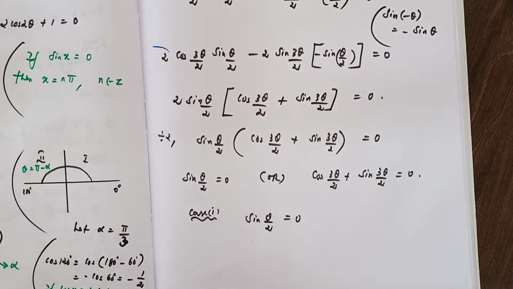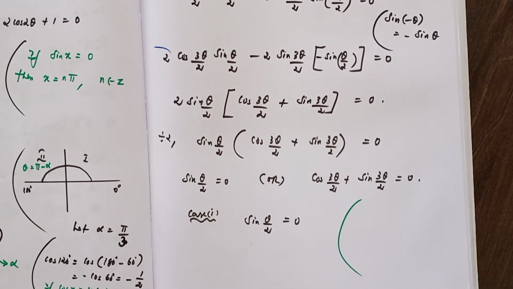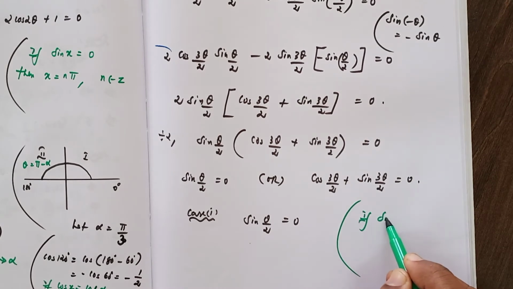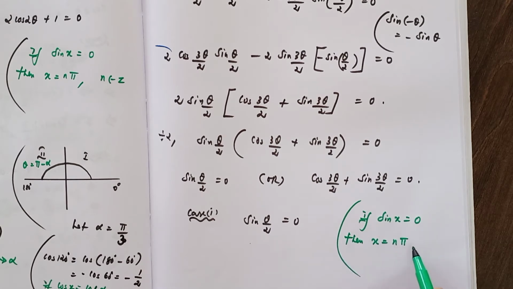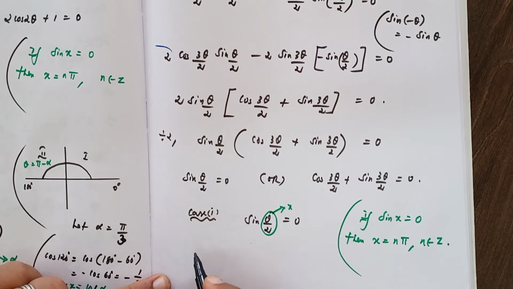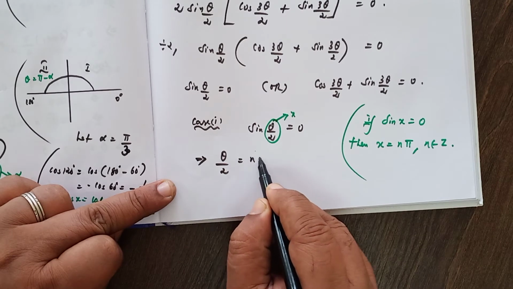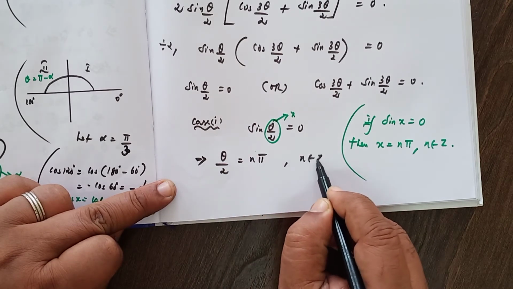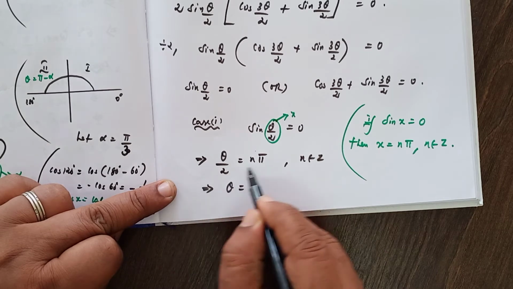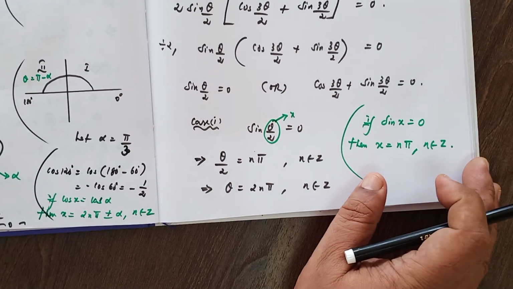We know that if sin x equals 0, then x equals n pi where n belongs to integers. This is x, which implies x, that is theta by 2, equals n pi where n belongs to integers. We need theta, therefore theta equals, cross multiplying, 2 n pi, n belongs to the set of all integers. Case 1 is over. Now case 2.